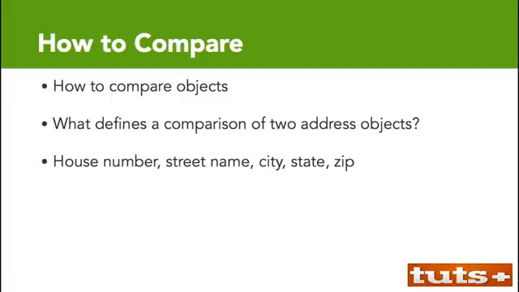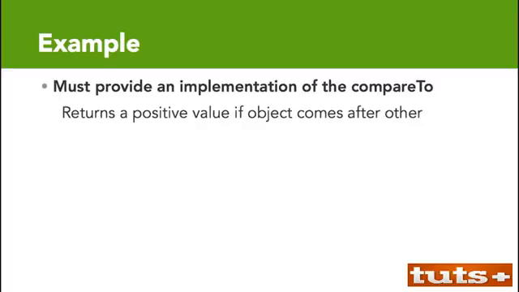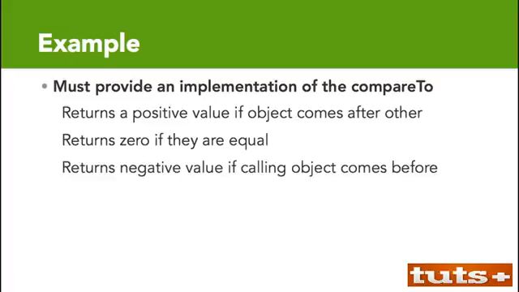Maybe an address includes the house number, the street name, the city, the state, and the zip code, or maybe something else. What value should we use? Do we compare by street name, by zip code? That is where the Comparable interface comes in handy. By implementing the Comparable interface in our class, we're required to provide a compareTo method that returns either a positive number if the calling object comes before the other object, 0 if the two objects are equal, and a negative value if the first object comes before the second object.